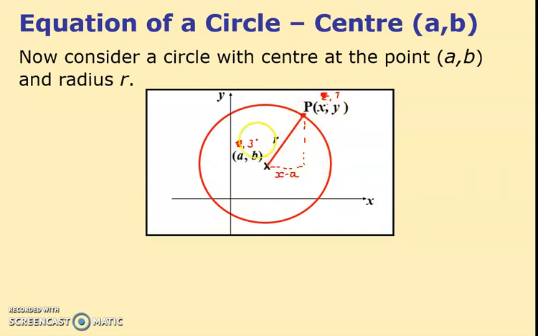How far up has it gone? Now, again, if it was 3 and 7, I'd say it goes 4 up. But it's not 3 and 7. It's y and b, so I just do y take away b. And my formula basically looks very similar.